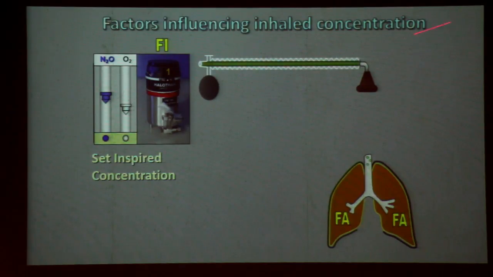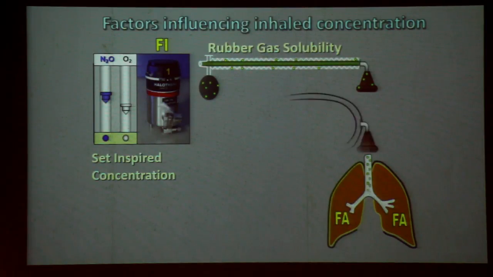Now these vapors are going to be given through an interface between the lung and the vaporizer, and that's the circuit. And all of our circuits are made up of different material, specifically rubber. So you have rubber gas solubility. Some of the vapors can actually be soluble in rubber, so you may lose the concentration which you have set here. If you have set it at 1, in the circuit it may come down to 0.8 or 0.9, depending upon the rubber gas solubility of the agent.